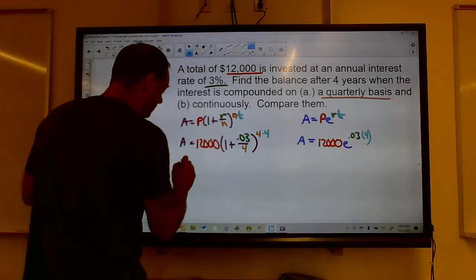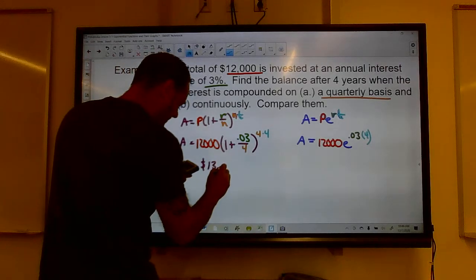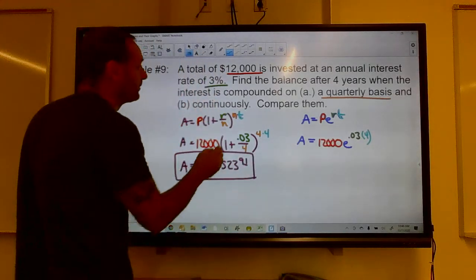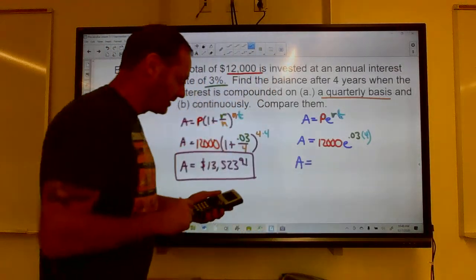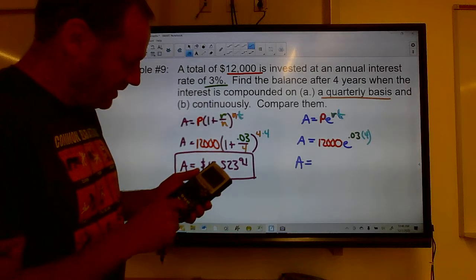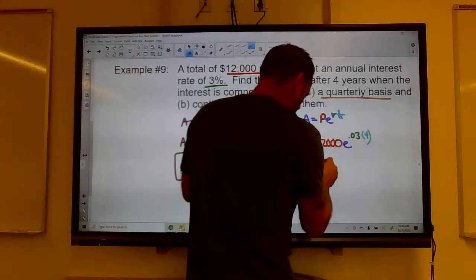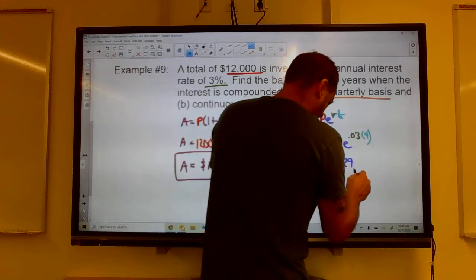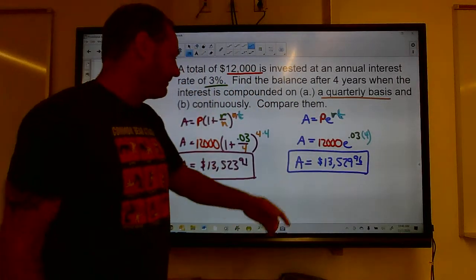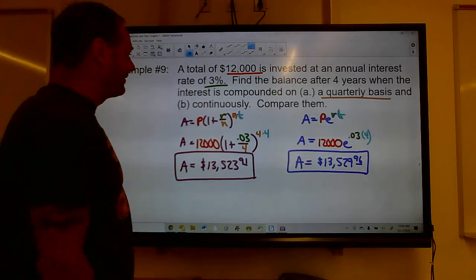All right, this comes out to $13,523.91. Over here, I'm going to go 12,000 times the second natural log key, so that gives me my e key. It already puts me up in the exponent. I just go 0.03 times 4, and I get $13,529.96. So I got an extra $6.05 in interest by compounding it instantaneously rather than quarterly.